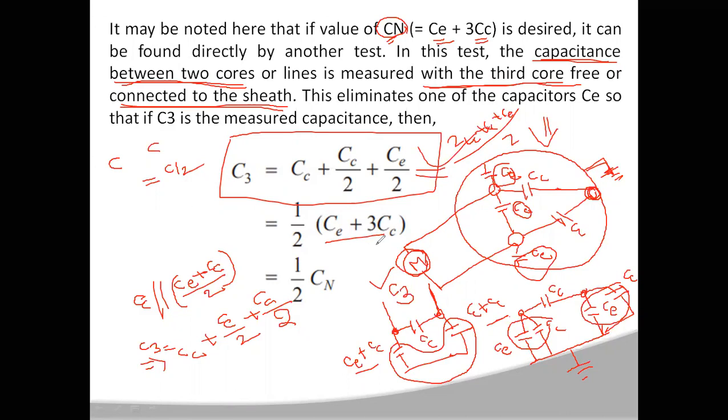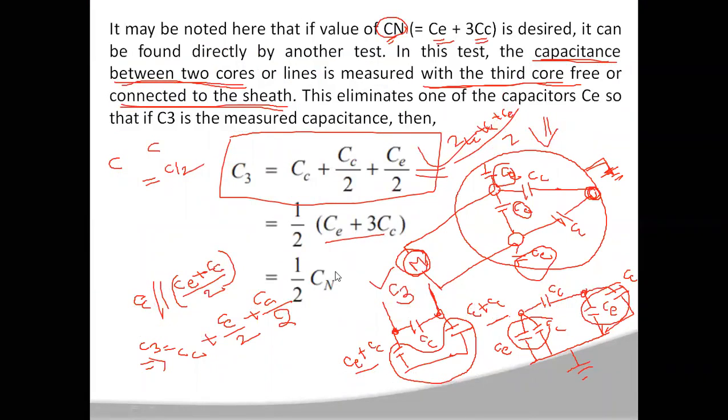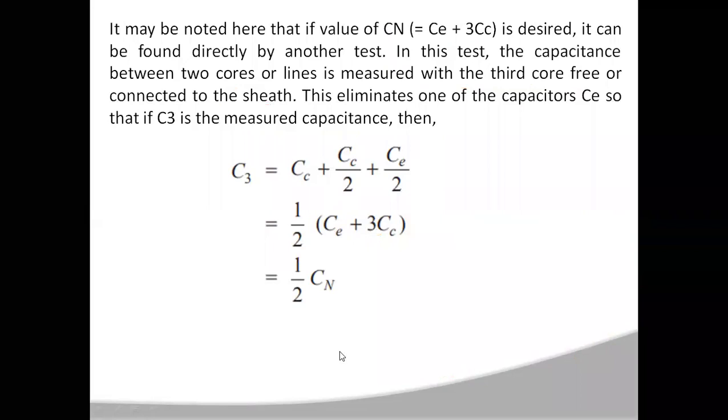Now what is this CE plus 3CC? This CE plus 3CC is nothing but your CN value. So in place of CE plus 3CC, you can substitute CN. That CN value will be equal to 2 times your C3. This is how you can calculate the per phase capacitance directly. Any doubt here? So this is about the capacitance calculation for a three-phase belted cable.